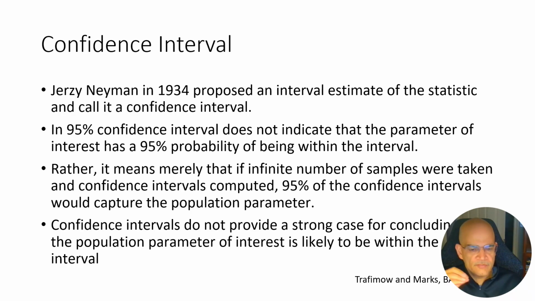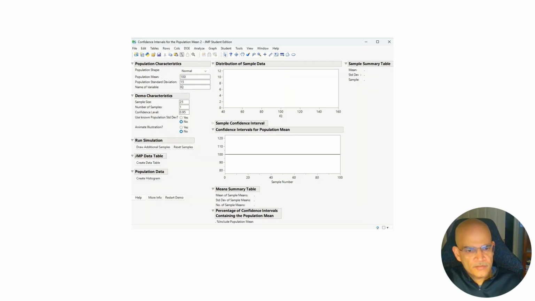What it means is if we take infinite samples, 95% of them may contain the population mean, and we will describe that with another little illustration next. So this is another video that I will run. This will be an illustration of confidence intervals and what they mean.